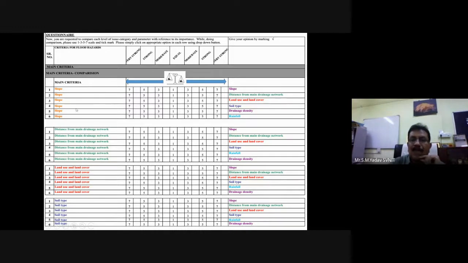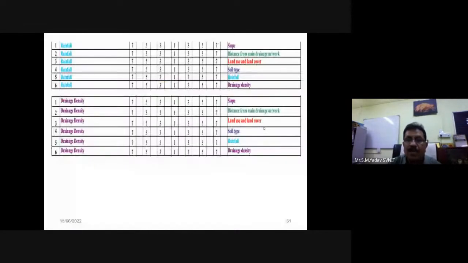If slope and soil type are there, and an expert feels that the soil type is more significant than the slope, then he may tick mark 5 on the right hand side. So similarly, all these 6 parameters are compared with the 6 parameters and weights have been given by experts when comparing these parameters with each other. So this is the main criteria. So all 6 main criteria are compared with the 6 criteria.